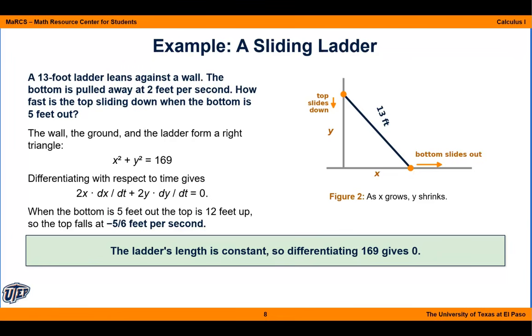Substituting those values and solving gives dy/dt equals negative 5/6 feet per second. The negative sign confirms that the top of the ladder is moving downward. The ladder's length remains constant, so differentiating 169 gives 0.